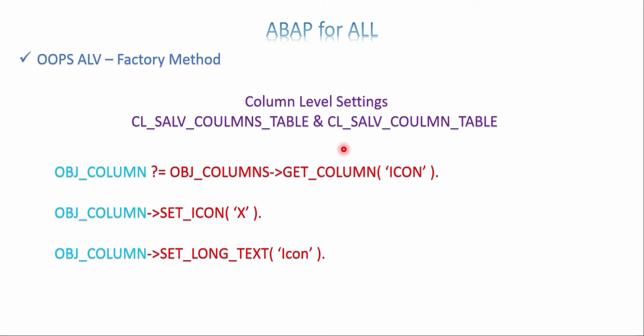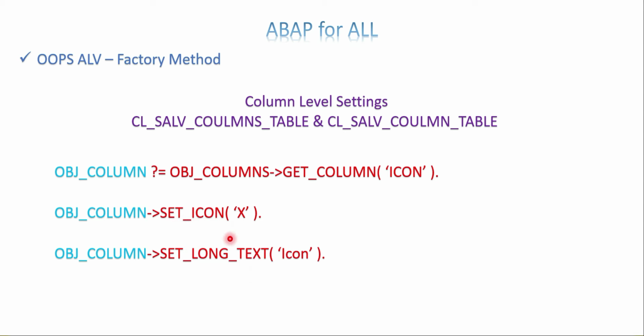Make sure these columns are part of your internal table fields. That is very important. So if you want to make an icon, I have an icon field. I have a checkbox field in my internal table. This is the basic rule of ALV internal table. So get the reference of your column, and then you can do whatever you want.